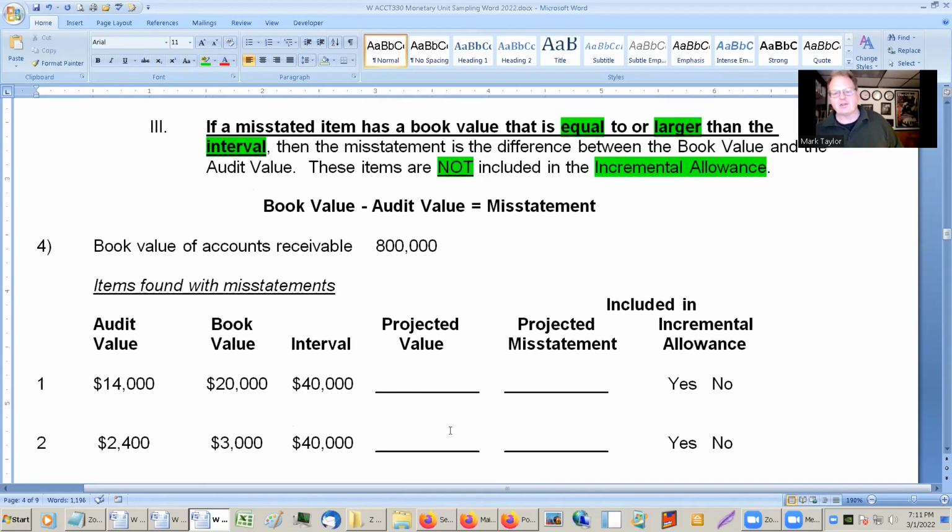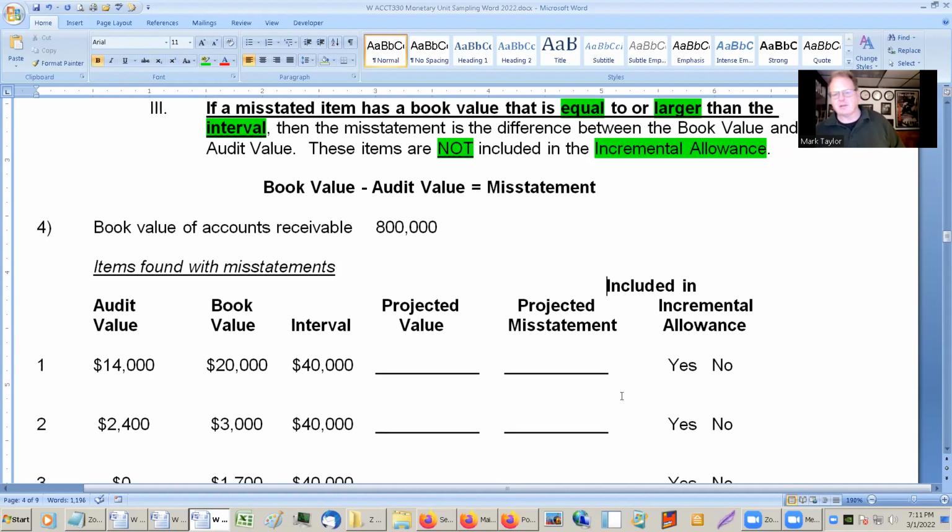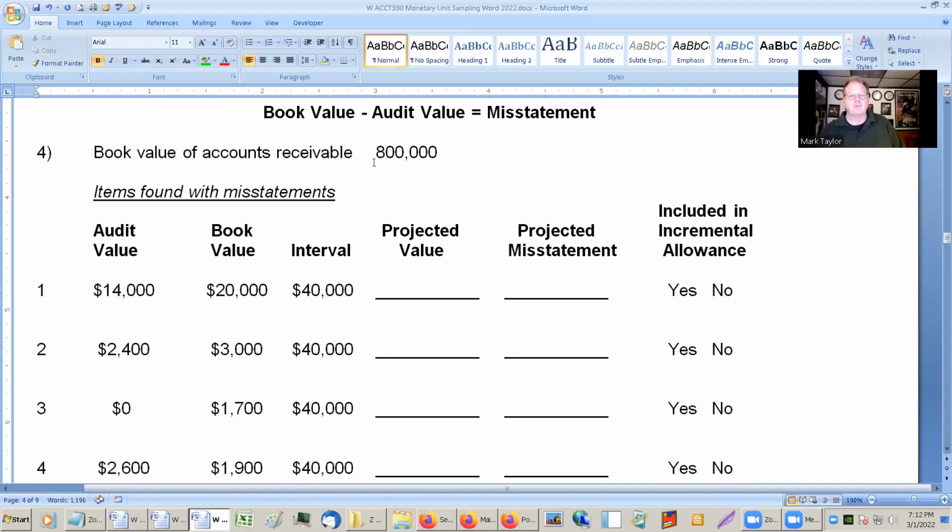Okay, so what we're going to do is some of these. The spacing here is a little funny. Oops, it's even funnier. So here we have a book value of that, and we found some of these errors. So these are the ones that are in error.